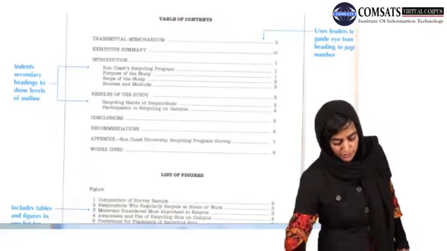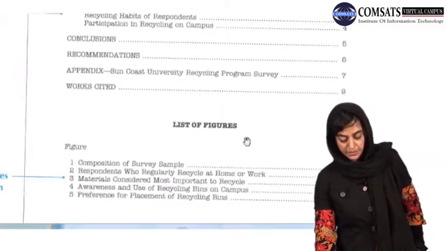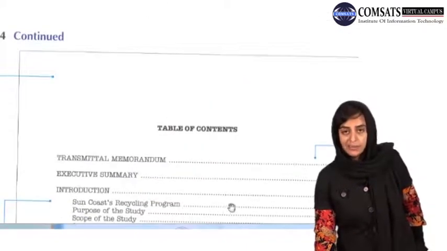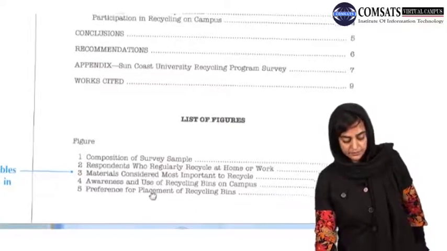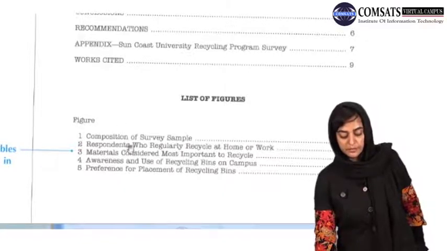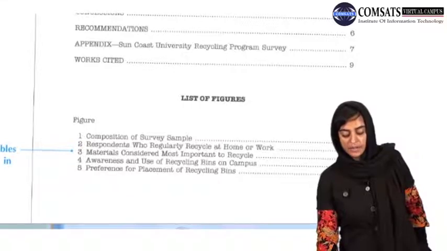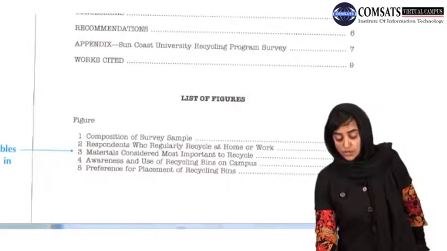Okay, what is this list of figures? Here, dear students, in front of you, we are having the list of figures just lying under the table of contents. Here, this is the list of figures. Figure, the title and the page number. The title given to the figure, composition of survey sample and page number. Then second figure number 2 is given the title respondents who regularly recycle at home or work, and the page on which this figure is present is number 3.